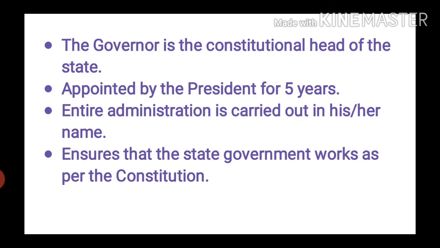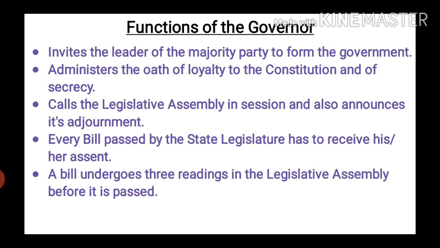So the governor is the constitutional head of the state, who is appointed by the president and works for a tenure of 5 years. The entire administration is carried out in his or her name. Also, he or she is responsible to ensure that the state government is working as per the constitution. Now, what are his functions?